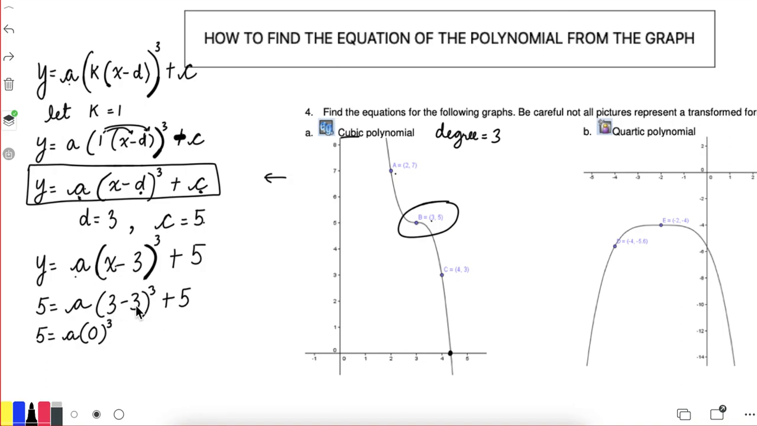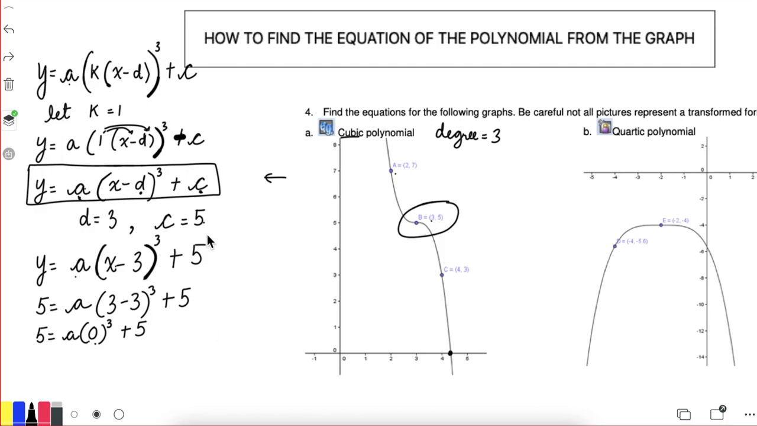Then plus the 5 here. Now notice one thing here. Why, what's happened here? When we replace the 3 for the x and replace the y with the 5, it's giving me 0. What's wrong with that here? Because 0 times a will be 0. There will be no a anymore here.